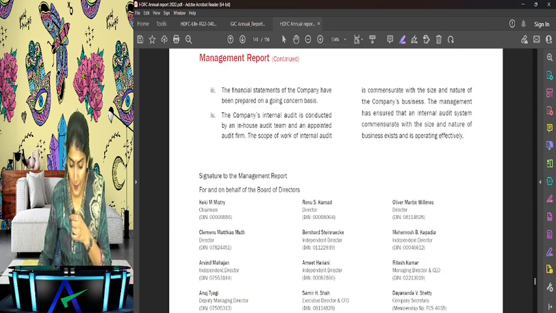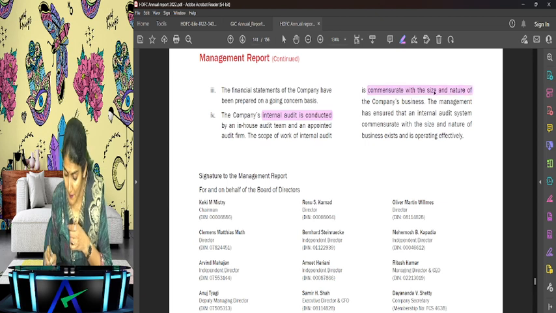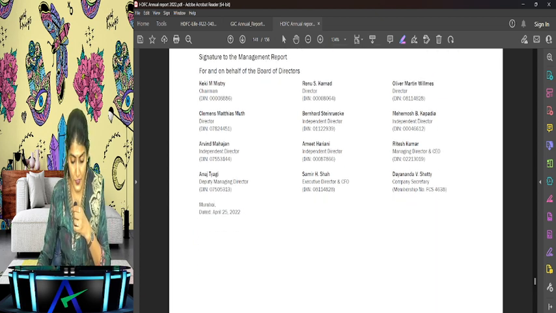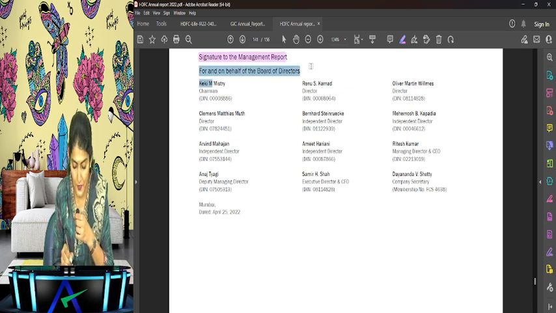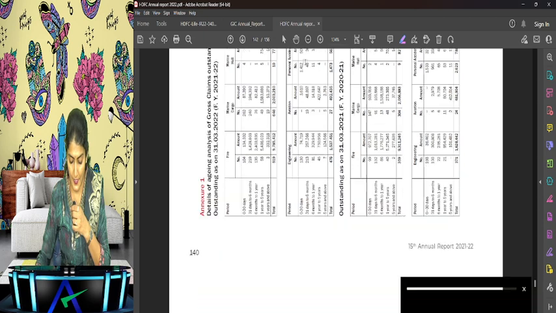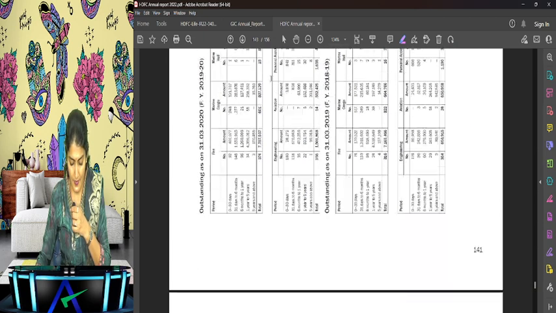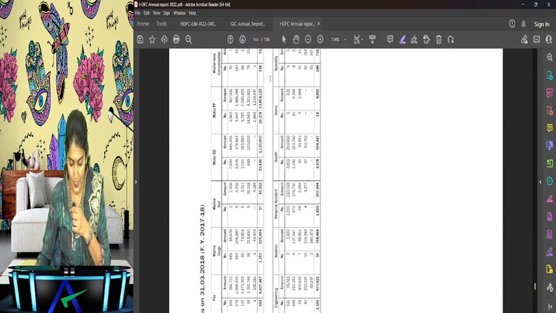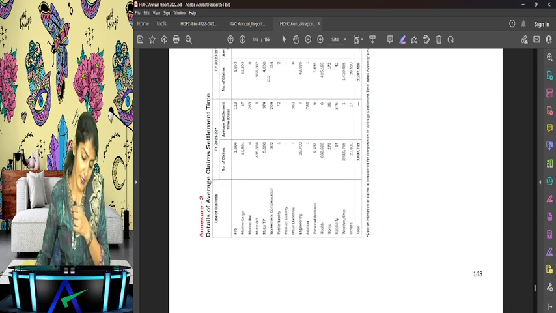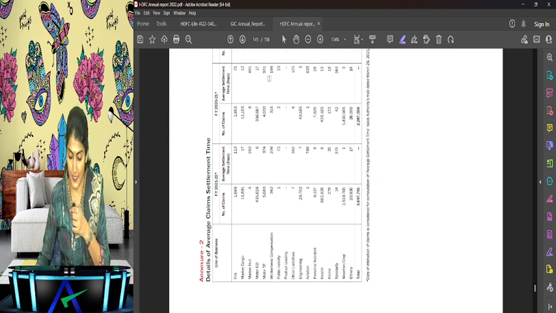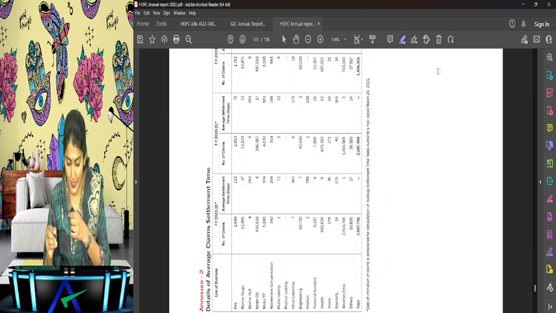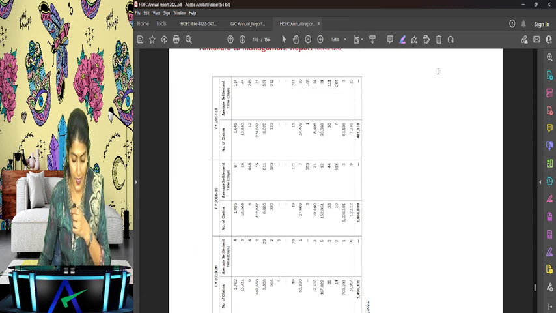And then whether the company has an internal audit system commensurate with the size and nature of its business, and it has been operating effectively, and it is signed by the management report for and on behalf of the board of directors. And then you have the annexure to the management report, right? The annexure 1 and annexure 2 to the management report. So the outstanding, and then they also have the details of the average claim settlement time. What did we say? The average claim settlement time, for the last 5 years, right?